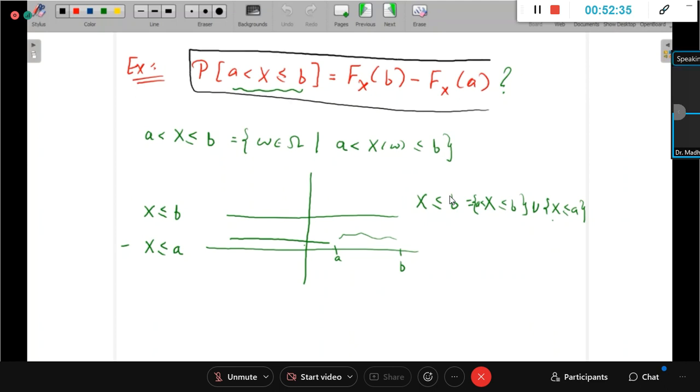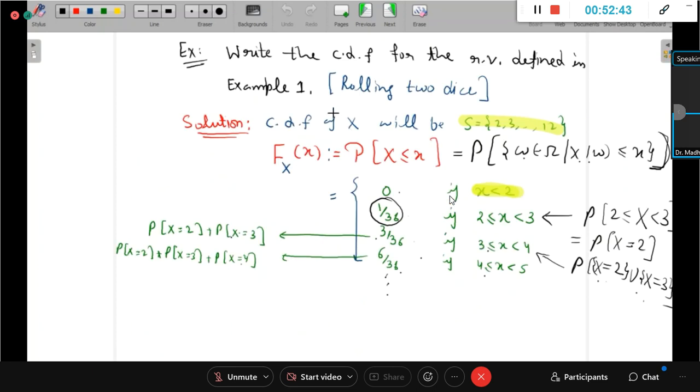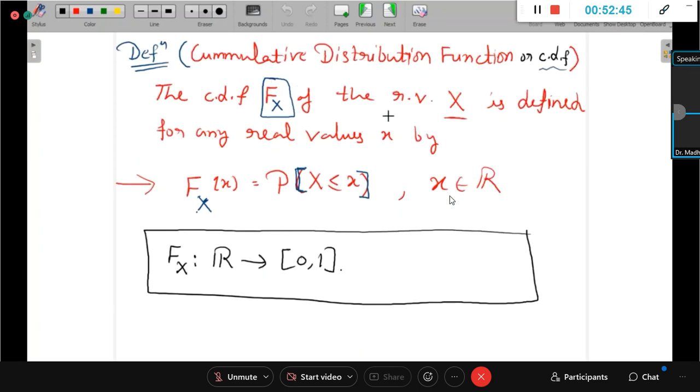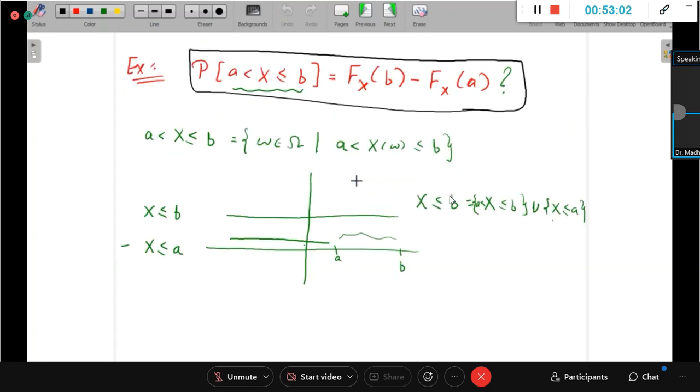Okay, now let's try to look at this exercise. Probability of a less than X less than or equal to b. I am interested in finding this. So far, this cumulative distribution function does not tell you whether it relates to discrete or continuous. Continuous we have not defined yet, but this definition will exist for both the cases.